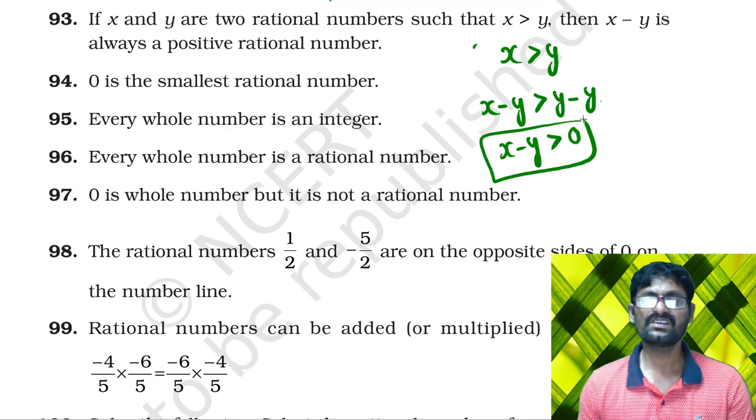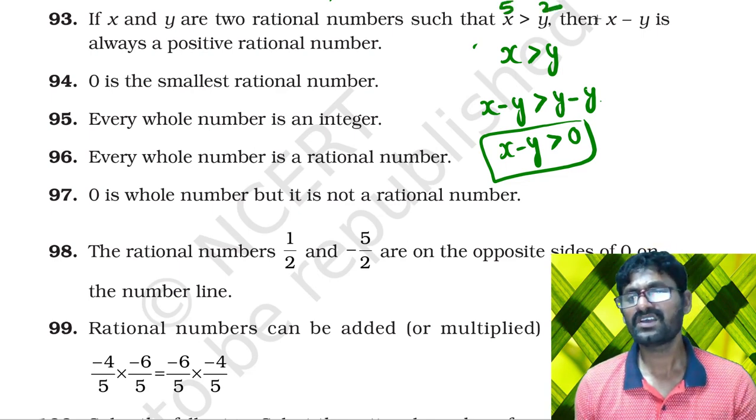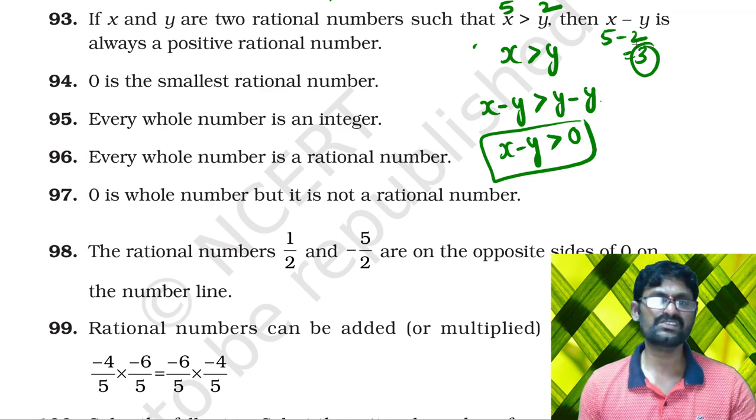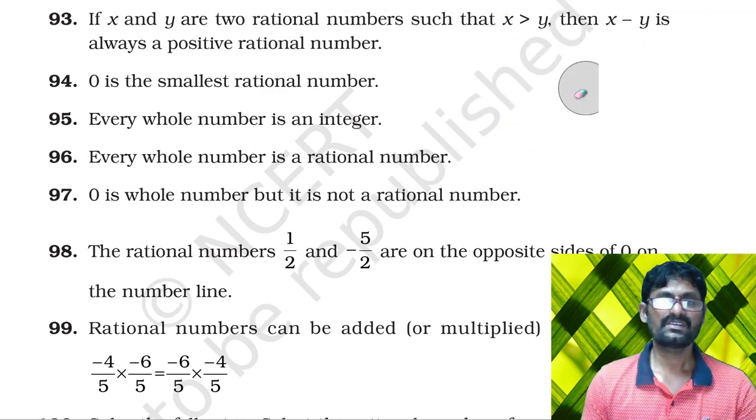So this is correct. You can take one example for this also. If you take x as 5 and y as 2, then x minus y means 5 minus 2, which is equal to 3. Like that, if x is greater than y, then x minus y is always greater than 0. That means it is a positive rational number. So this is a true statement.